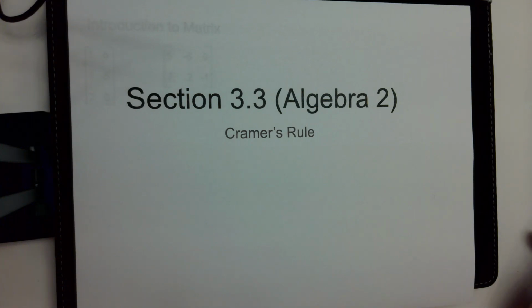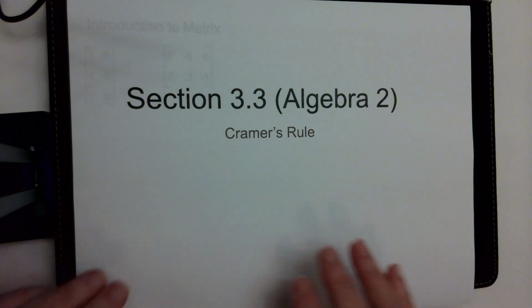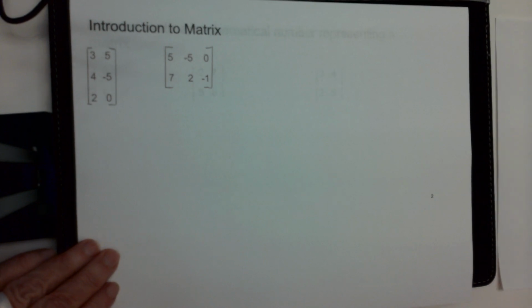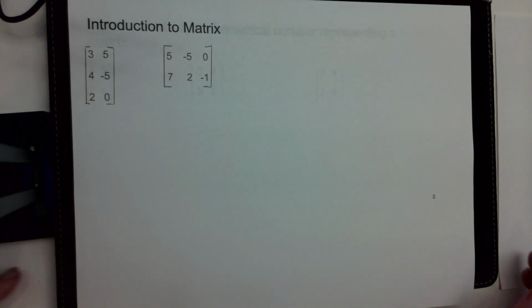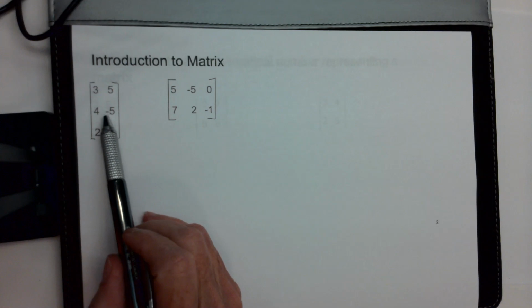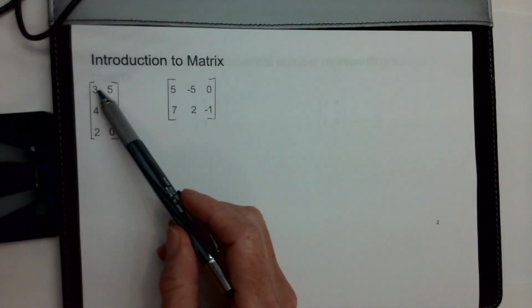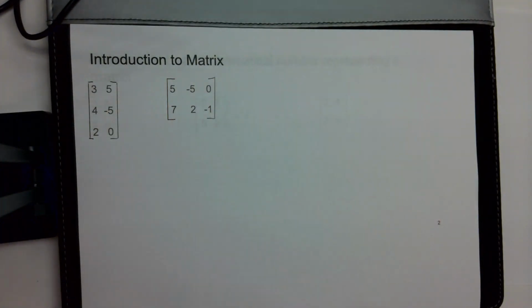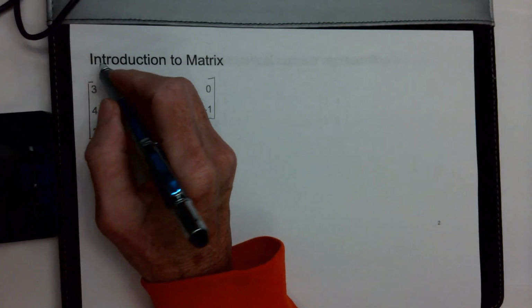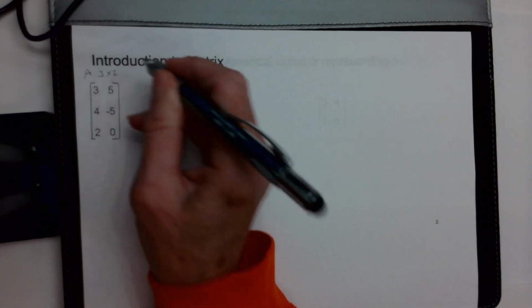Section 3.3 teaches another way of solving our linear systems of equations. And before we can learn that way, we have to talk a little bit about matrices. Matrices are basically an ordered set of numbers. Like, for instance, this matrix over here is a system of numbers. And you always name a matrix by the number of rows that it has, by the number of columns. So if I called this matrix A, the dimensions of it would be a 3 by 2 matrix.